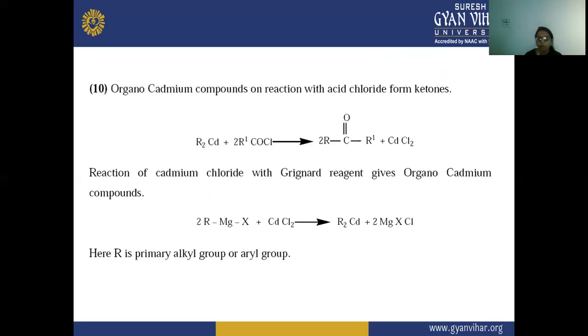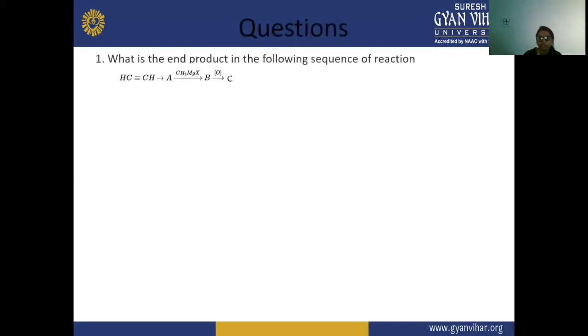Organocadmium compound on reaction with acid chloride forms a ketone. So this organocadmium is reacted with this acid chloride and there is a formation of this ketone, and cadmium chloride is also formed. The reaction of cadmium chloride with Grignard reagent gives the organocadmium compound, where R is your primary alkyl group. So these are the questions.